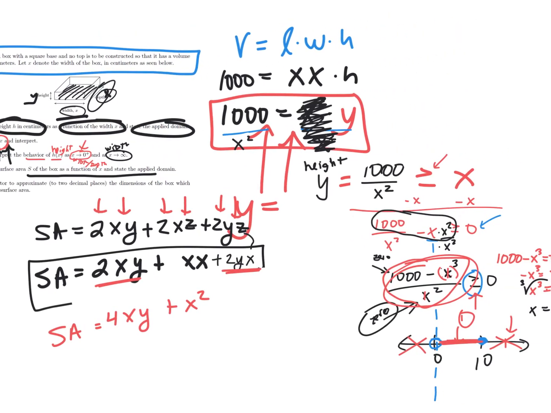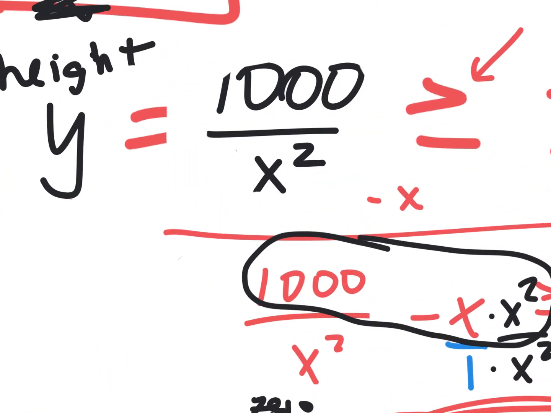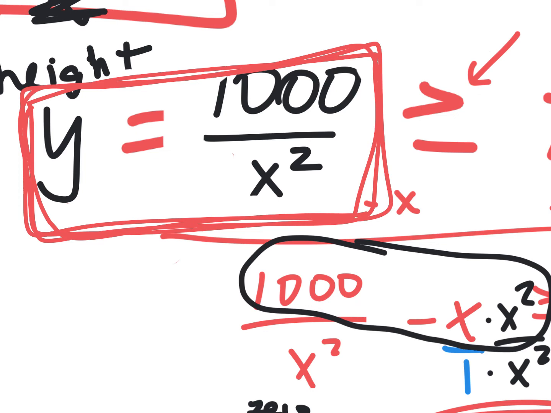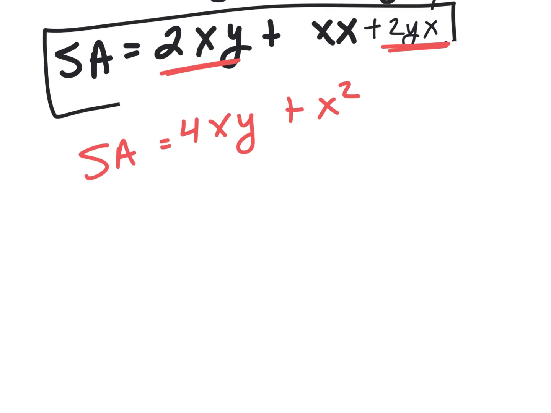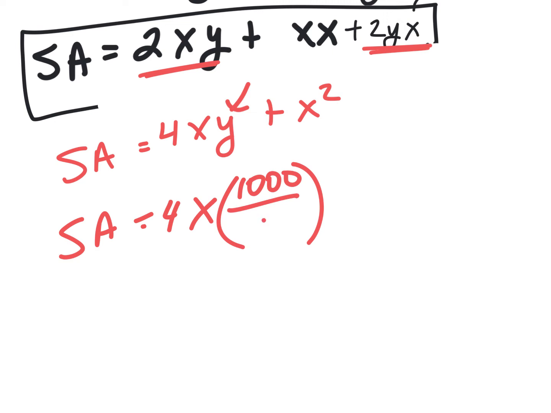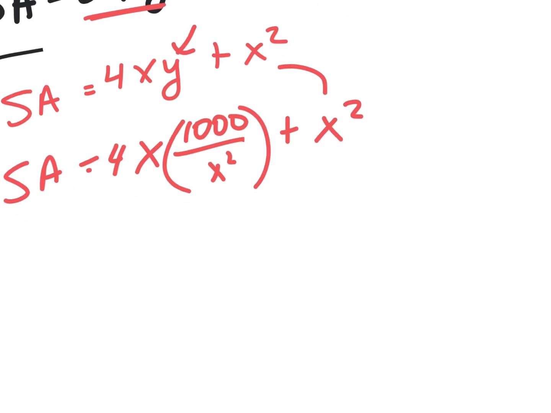Boom, she remembered back here that y was 1,000 over x squared, right? So wherever you see a y, you could put 1,000 over x squared. So I see a y right there. So surface area is 4x, and then instead of y, I can put 1,000 over x squared plus this x squared, and I can simplify this even more because now I see that there's x's here and here, and so then let's get a final answer.